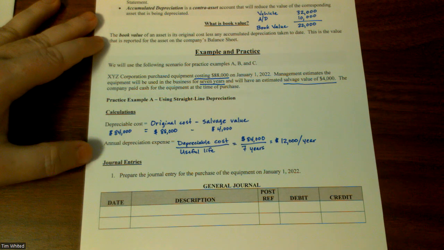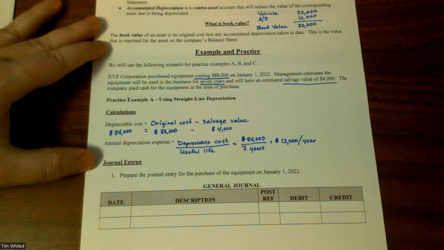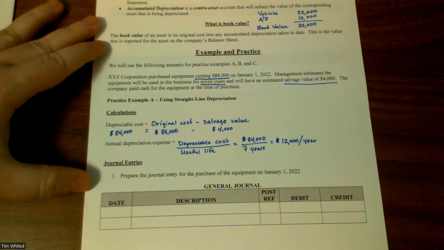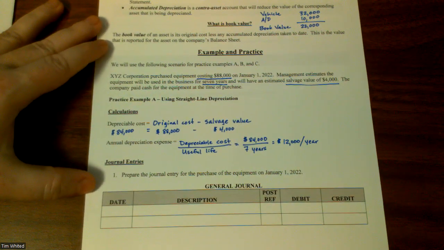So let's do some journal entries. The first entry is to prepare the journal entry for the purchase of the equipment on January 1st, 2022. So this is not a depreciation entry. This is the entry that we would need to record for the actual purchase of the equipment.